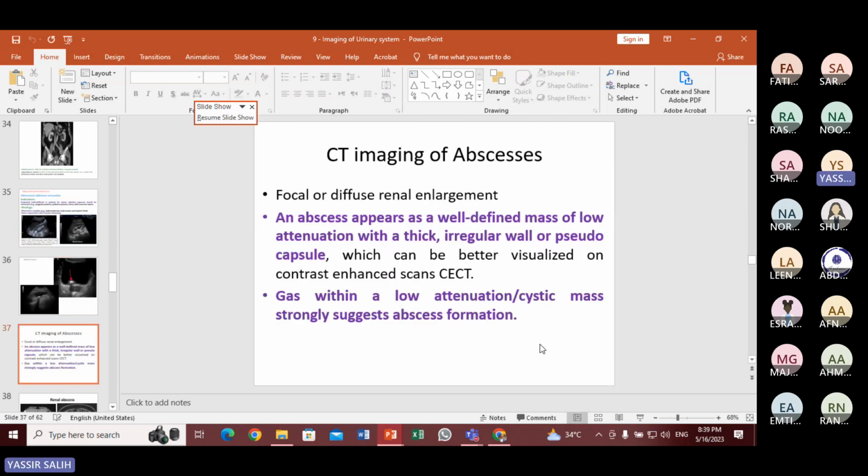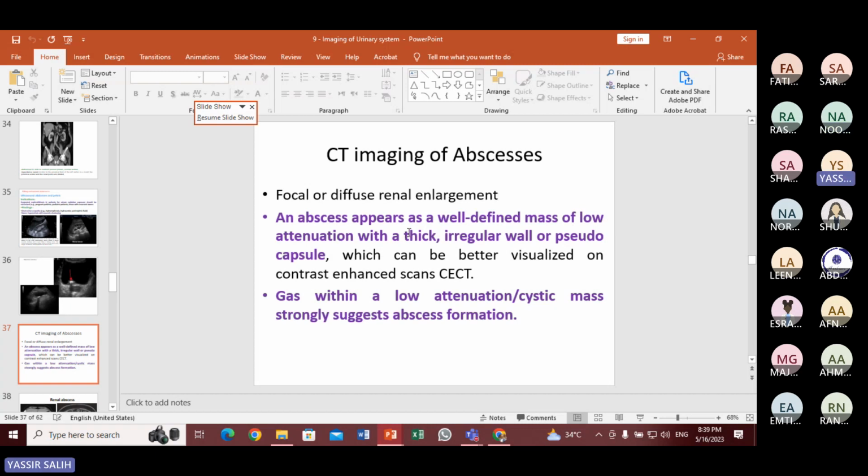Now, if a patient presents with fever, flank pain and high total white blood cells, and ultrasound demonstrates a well-defined mass of low attenuation with a thick irregular wall or pseudocapsule and with gas within the lesion, this feature is of what? Abscess. How do we know it is an abscess? An abscess means we have pus formation, and the pus is fluid in the end, so on CT any fluid appears with low attenuation, meaning hypodense.